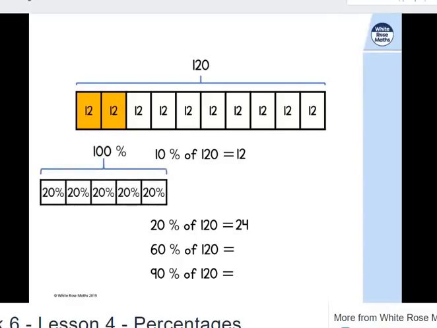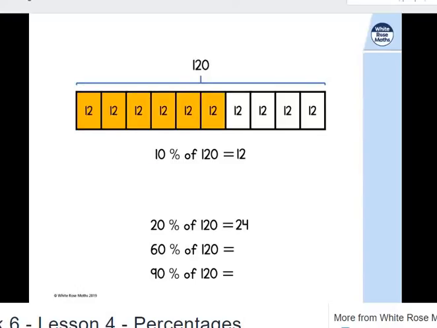Another way I can think about it is that 100% is made of 5 lots of 20%. So if 120 is the whole, I could divide it into 5 to find 20%, which would be 24.